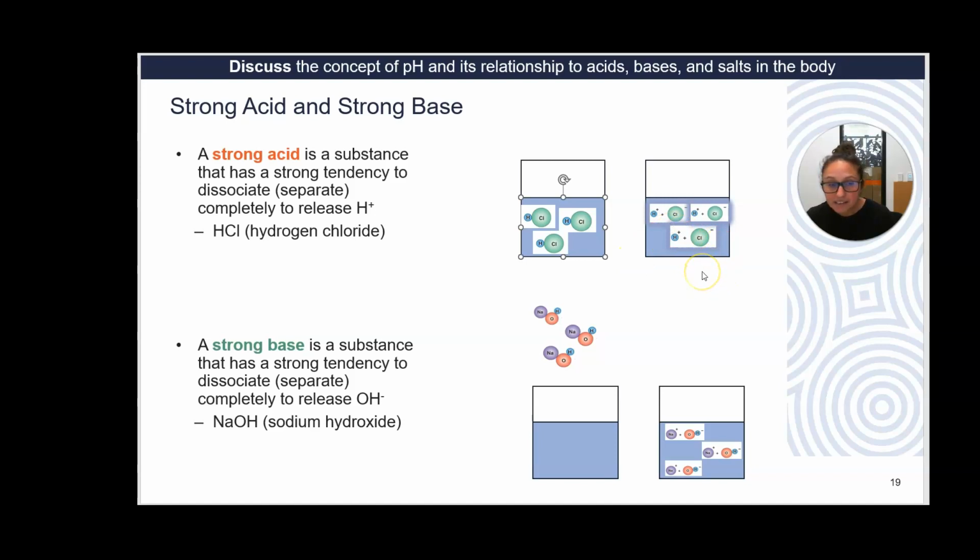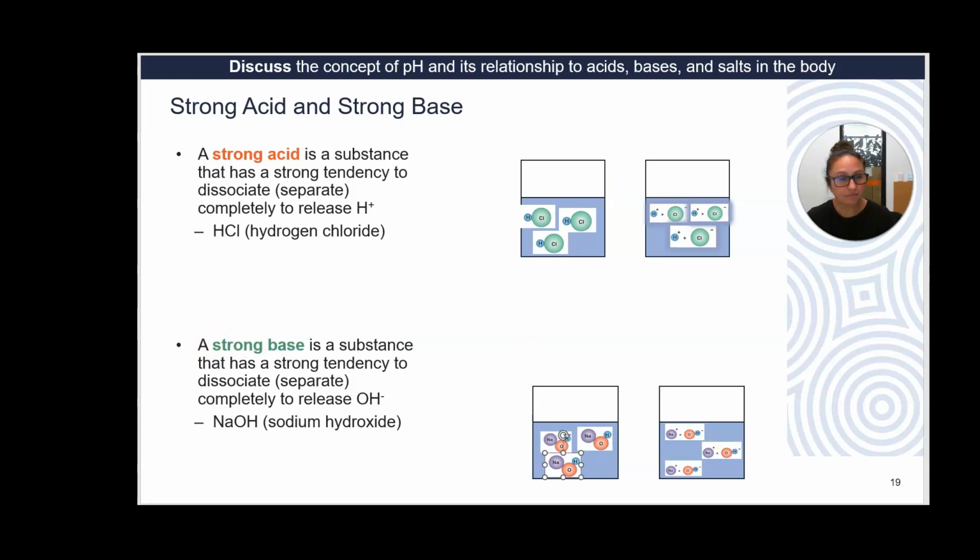The same applies for a strong base. Here is my base, sodium hydroxide. Let's put them all in. Here we go, chuck them all in there, and let's see what happens. All three of them have broken apart. If all of them have broken apart, that means it's a strong base.